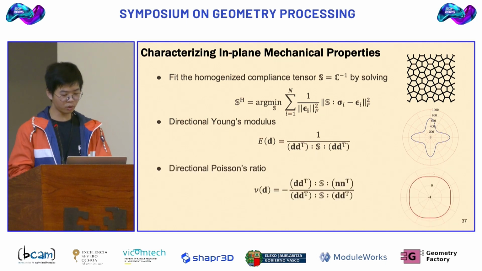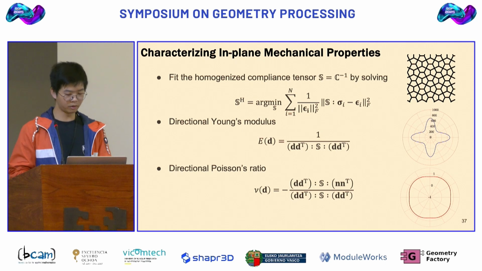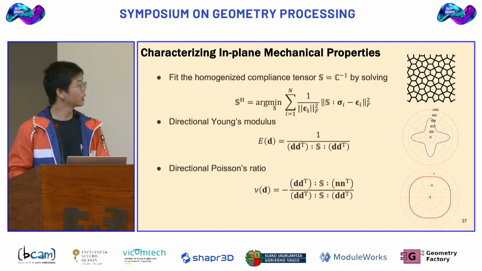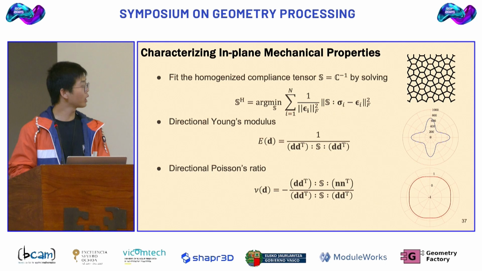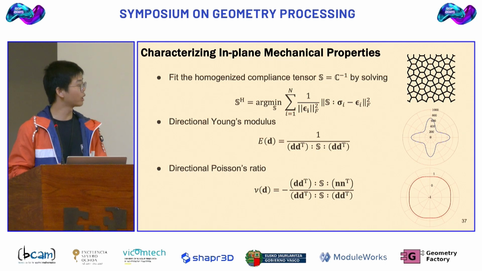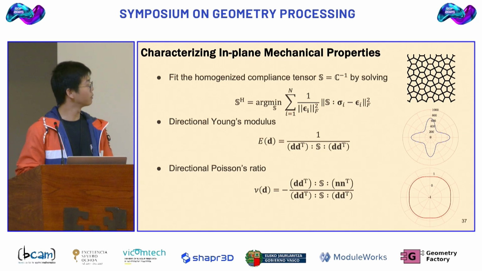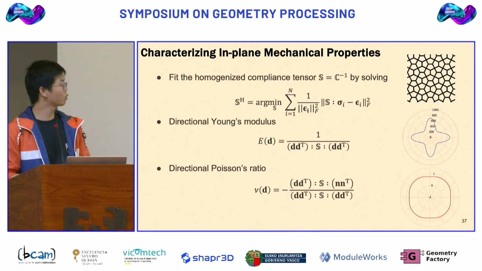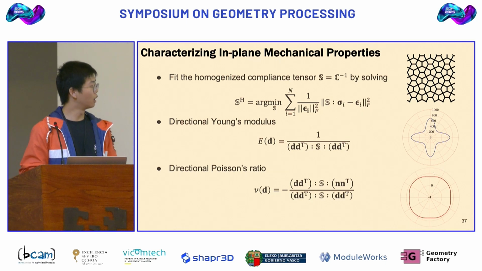And for the Poisson's ratio, the idea is similar. We just need to get the deformation in the orthogonal direction and in the direction that we applied. And the final Poisson's ratio is basically the negative ratio of them.